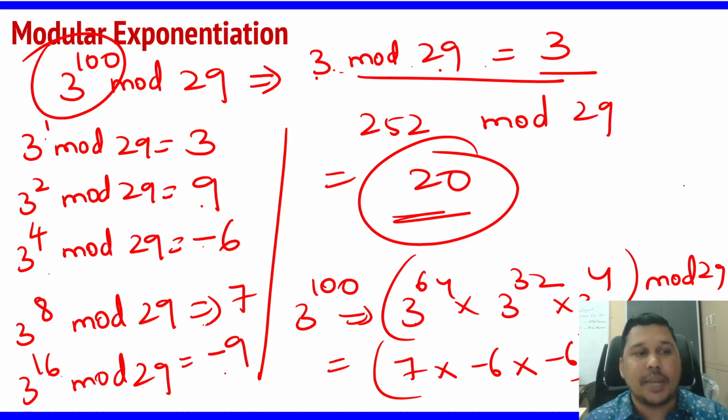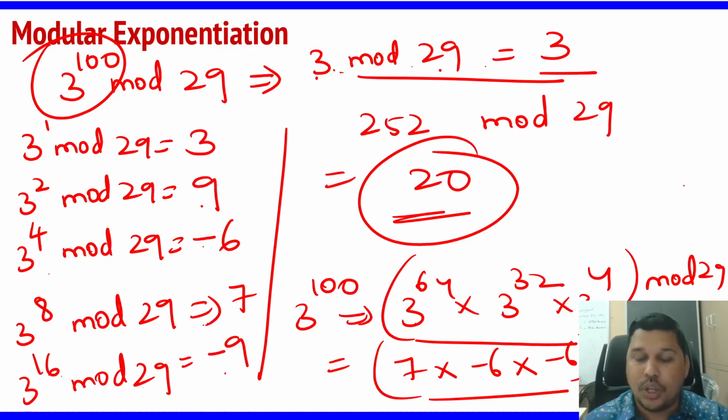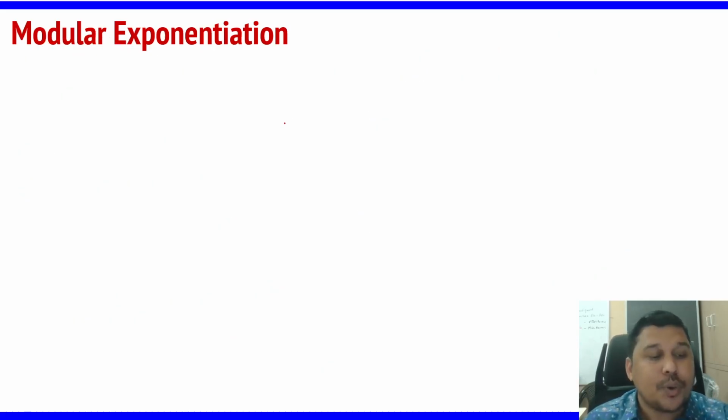So we are doing 3 power 1, 2, 4, 8, 16, and so on, and then finally writing some equation like this. This is how we are trying to simplify the process. Now, what is the application of this? One application is that there are some questions like this in competitive exams.